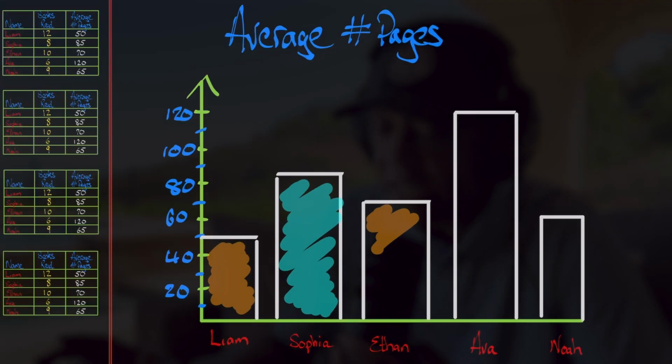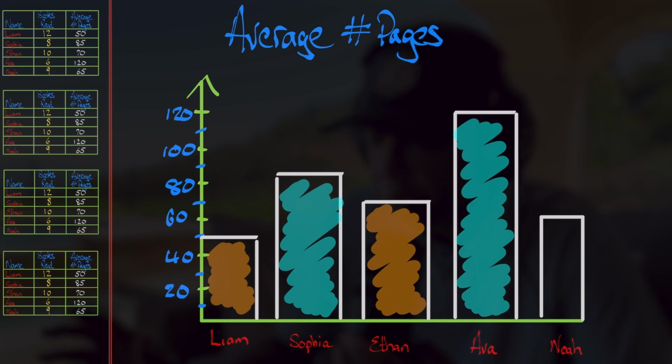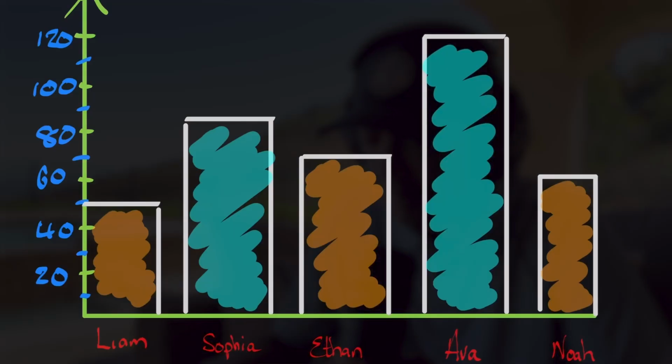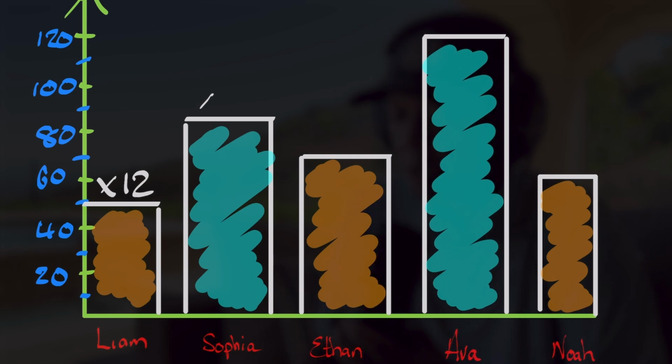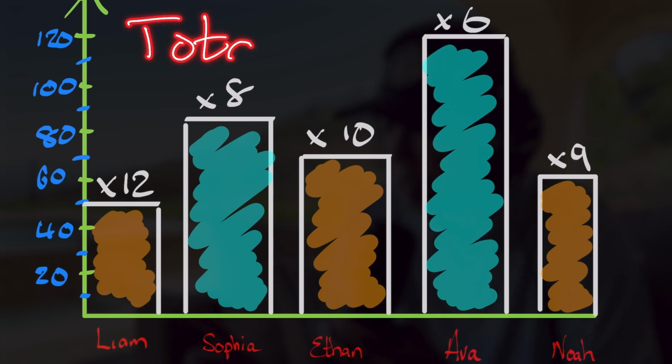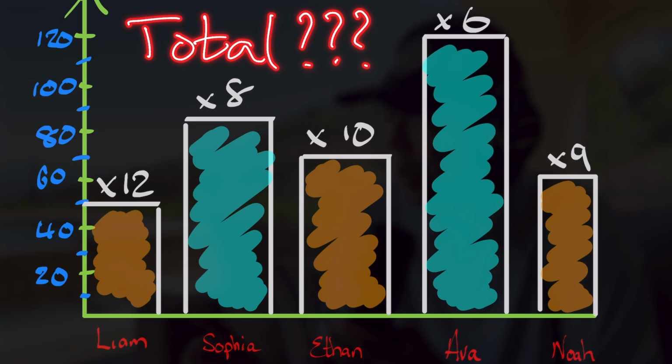I'm going to color in each of the bars just to make sure we can differentiate them easily, and also it looks pretty. We know Liam read 12 books, Sophia 8, Ethan an average of 10 books altogether, Ava 6. So I need to find out the total number of pages.